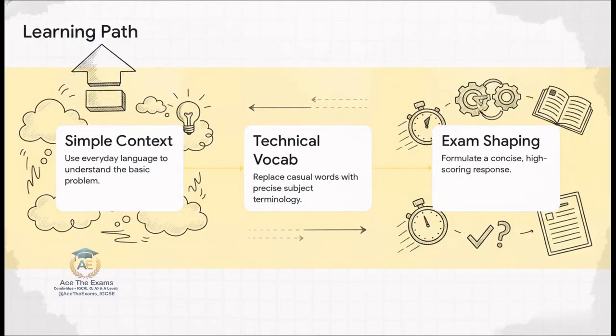Layer 1 is what we call simple context. This is just using everyday casual language to understand the basic practical problem a concept actually solves. Next up is Layer 2, technical vocabulary. This is where we strip away those casual words and replace them with precise, hardcore subject terminology. And finally, we hit Layer 3, exam-style shaping. This whole path guides you from just understanding the everyday purpose of something straight through to formulating a really concise, high-scoring response while you're under the intense time pressure of an exam. It's all about shaping your knowledge to perfectly fit the mark scheme.